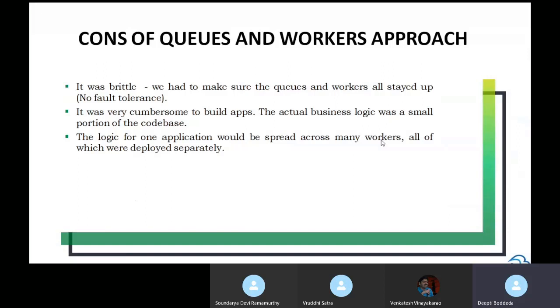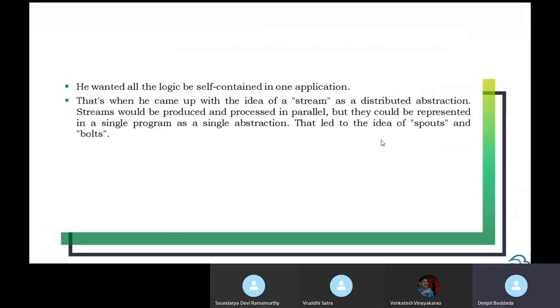And one more thing is that the actual business logic was a very small portion of code, but the remaining serializing and deserializing logic had become more. So this makes it cumbersome. And one more thing, the logic of the application is spread across various workers, and you have to deploy it separately. This makes it difficult. Then what he wanted was for the whole logic to be self contained in one application. So then he came up with the idea of a spouts and bolts network.